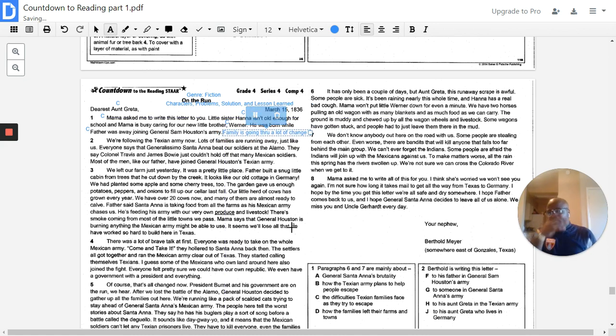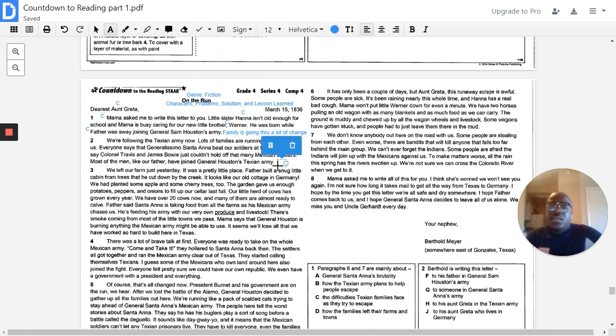We're following the Texan army now. Lots of families are running away, just like us. Everyone says that Generalissimo Santa Anna beat our soldiers at the Alamo. They say Colonel Travis and James Bowie just couldn't hold off that many Mexican soldiers. Most of the men, like our father, have joined General Houston's Texan army.